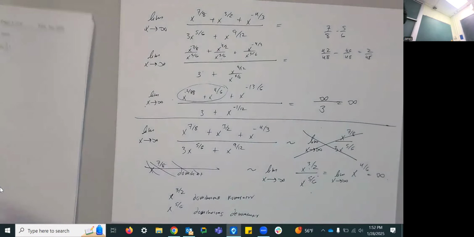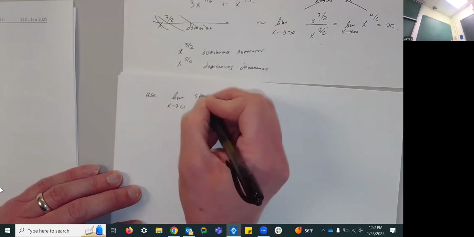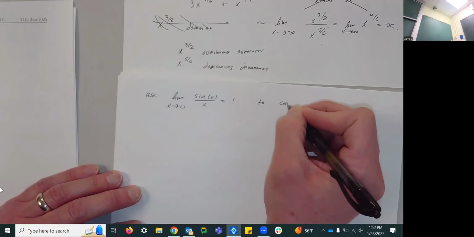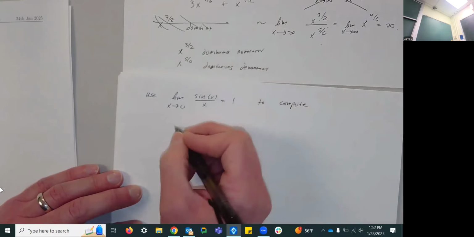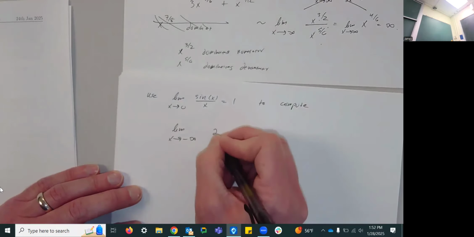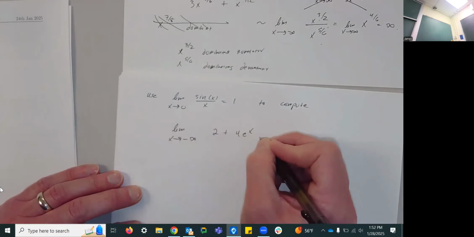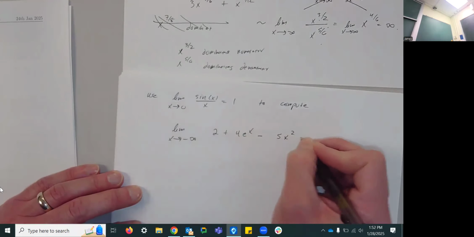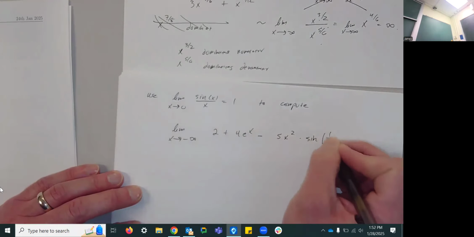Let's look at this next one. So he's telling us to use a fact we know. Use the fact that the limit as x approaches 0 of sine of x over x is equal to 1 to help us compute the limit as x approaches negative infinity of 2 plus 4e to the x minus 5x squared times sine of 1 over x squared.